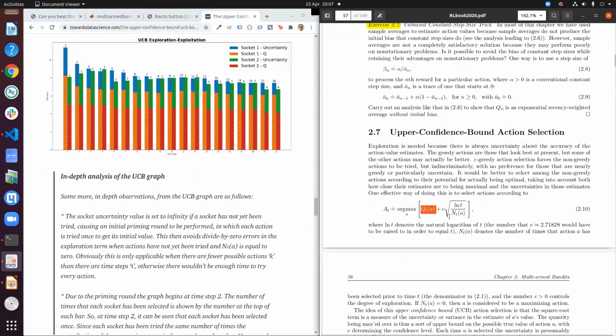Well, the way I viewed it was that one thing it does is it forces you to keep looking for new stuff, because as the number of times the arm gets pulled goes up, you're going to get a smaller variance term. I guess it's trying to force you to.